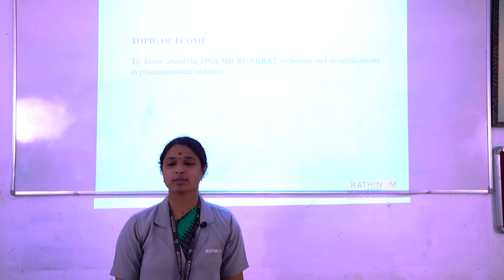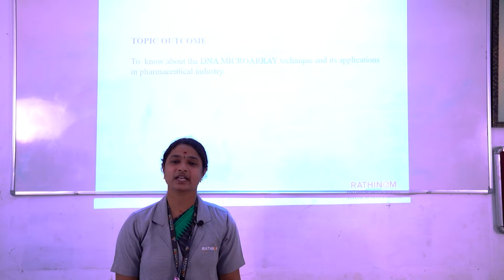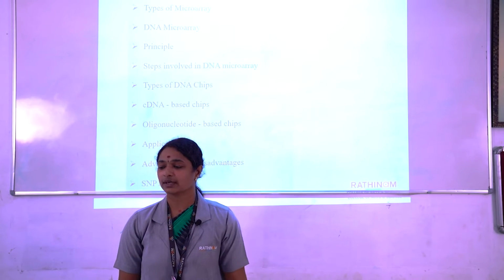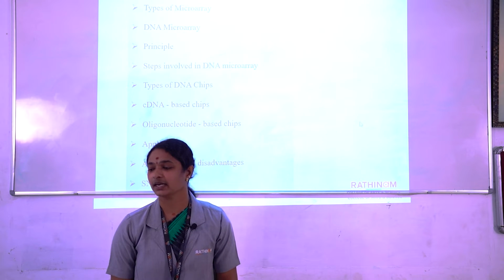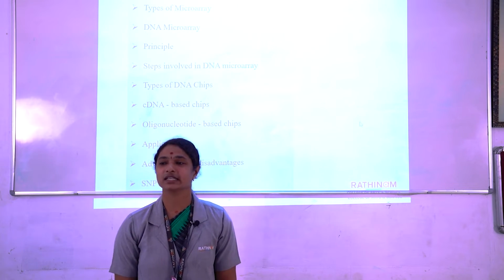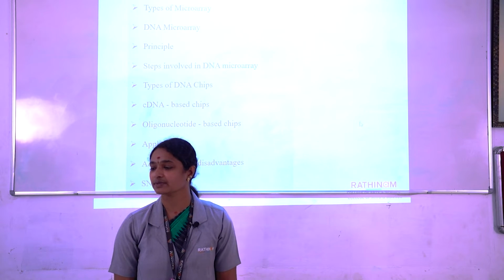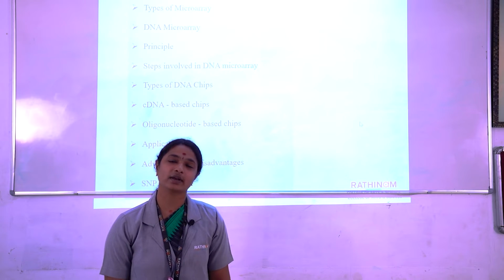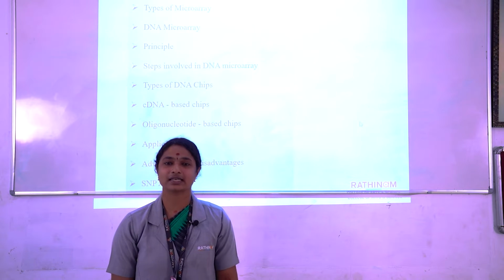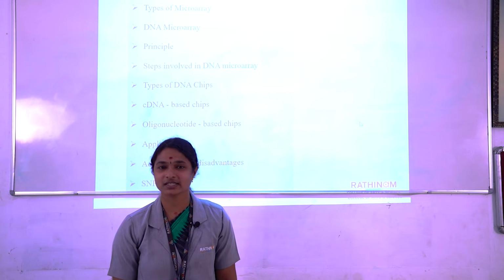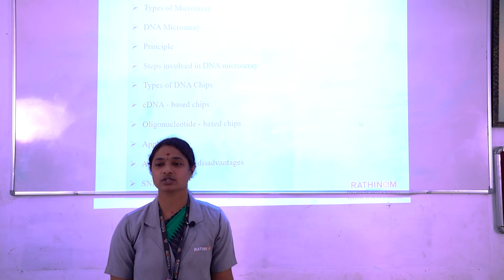The main outcome of this topic is that we will know what is meant by DNA microarray technique and some of its applications related to the pharmaceutical industry. The main components of this topic are the introduction and types of microarray, mainly DNA microarray, the main principle behind this technique, and the steps involved to perform it. Then the types: cDNA, that is complementary DNA chips, and oligonucleotide chips, which is another type of DNA microarray technique. Applications, advantages and disadvantages, and single nucleotide polymorphism technique we are also going to discuss today.